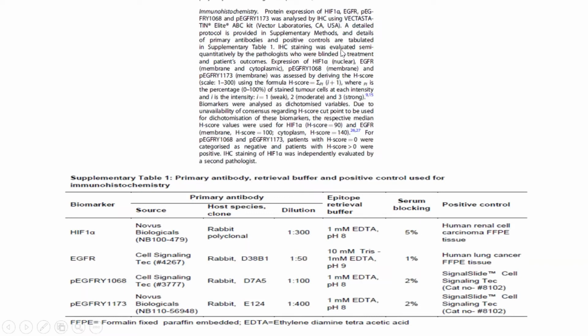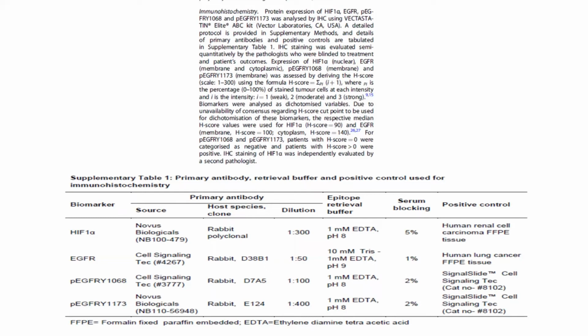IHC was done on all of these tissue samples, and the IHC staining was evaluated semi-quantitatively by a pathologist. In the case of analyzing patient tissue IHC slides, pathologists come into the picture: they give us the intensity of the staining and the percentage positive cells, and from that the H score is calculated. In this study, two independent pathologists were helping us with the analysis.